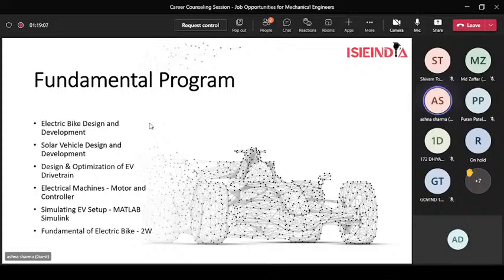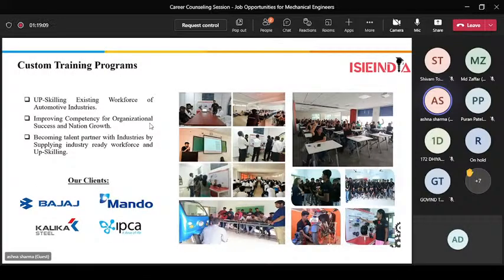For the custom training programs, we skill up students, improving competencies for organization success and nation growth, becoming a talent partner with industries by supplying an industry-ready workforce. Our clients, with whom we collaborate, include Bajaj, Epica, Kalika Steel, and many more.